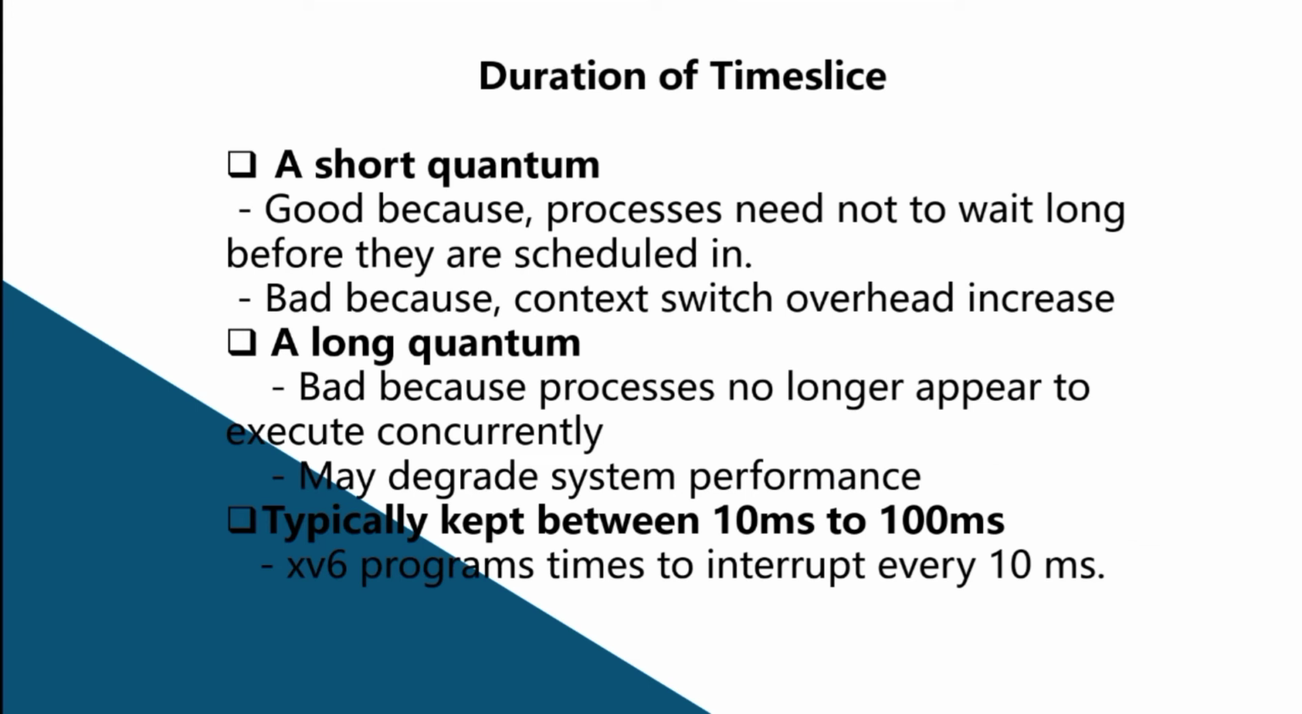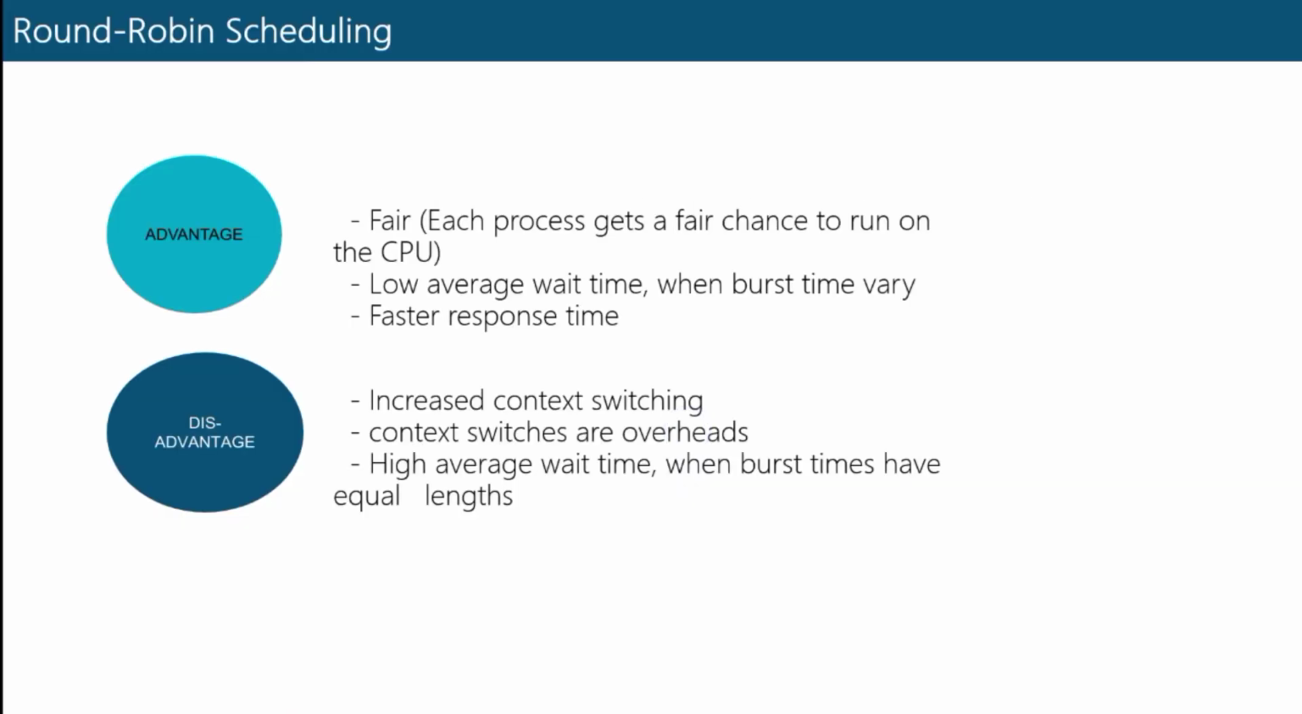There are different classifications of the duration of the time slice in round-robin. We have short quantum and long quantum, typically kept between 10 milliseconds to 100 milliseconds. It depends on the scheduling processes. The advantage of round-robin scheduling is that it is fair. Each process gets a fair chance to run on the CPU. It has a low average waiting time when burst times vary, and also faster response time.